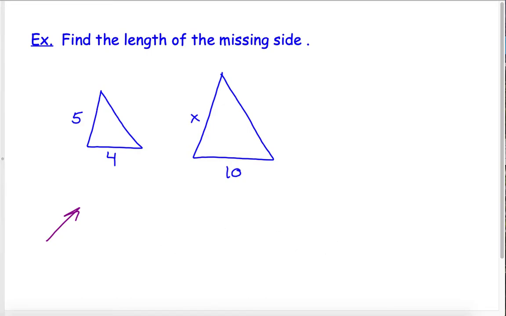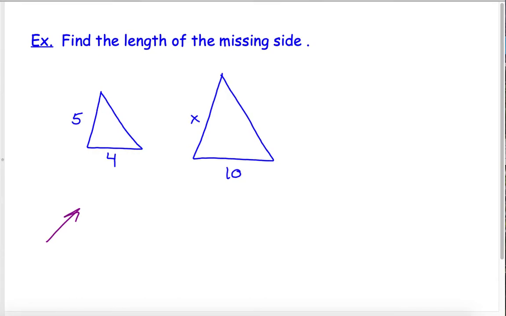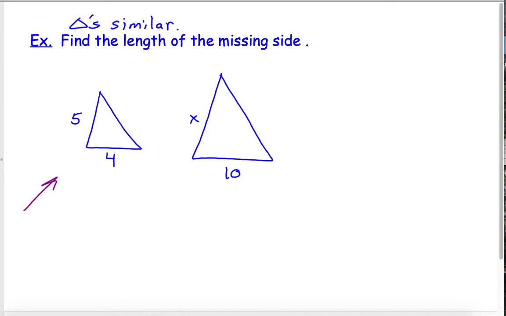On the other hand, let's say that they did tell us the triangles are similar. That's still not quite enough information because how do I know the 4 matches up with the 10 and the 5 with the x? It looks like it does, but maybe the 4 matches up with the x and the 5 with the 10. So they really have to give you some other information in order to figure this out. So let's assume that these pictures are drawn so they're oriented the same way. If that's the case, then you can say 5 over x equals 4 over 10. That's one way to set it up.